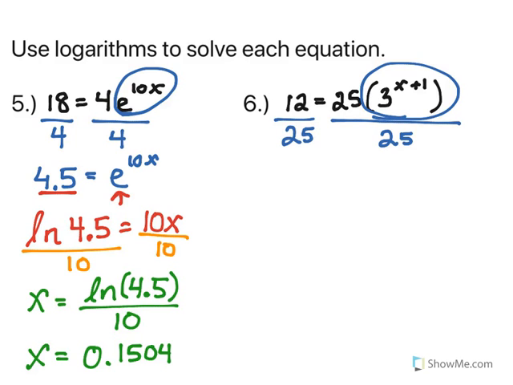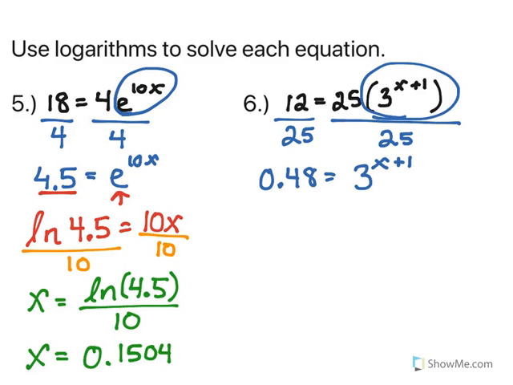All right, now 12 over 25, again, that decimal ends on its own, so it's okay to use the decimal. You can leave it as 12 over 25, or you can do 0.48 instead. And that's equal to 3 to the x plus 1.